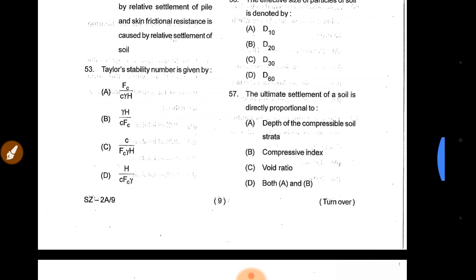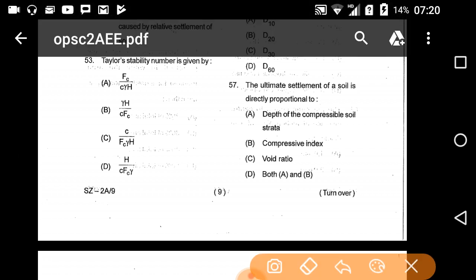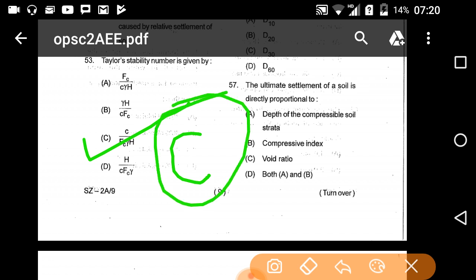Question number 53. Taylor stability number is given by: F_c by C gamma H, C by F_c gamma H, and so on. Taylor stability number is given by option C, that is C by F_c gamma H. Option C will be the correct answer.